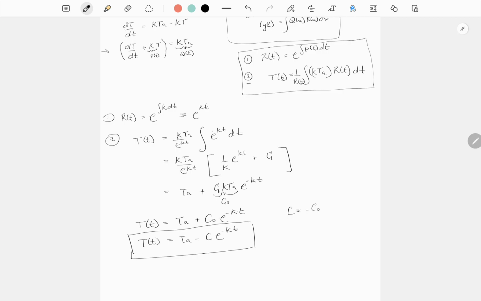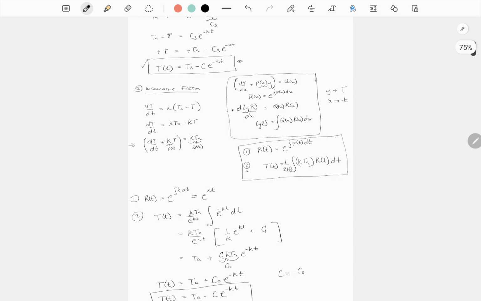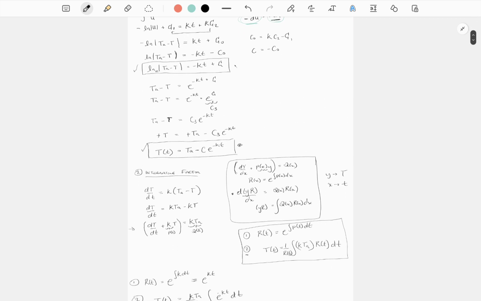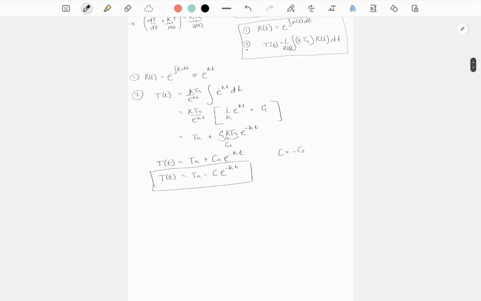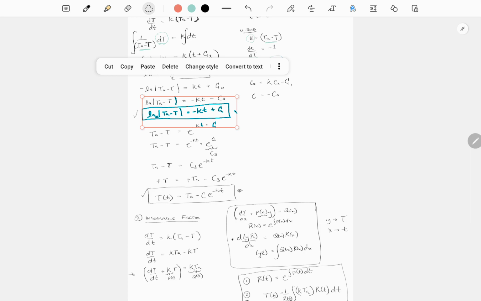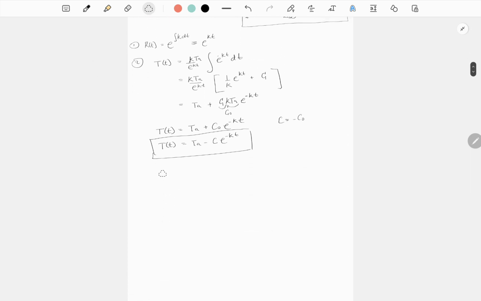So at the end of the day, regardless of the approach that you take, whether you use the integrating factor or separation of variables, you're going to get the same solution. Basically, I'm going to take a copy of this form right here, bring it down here, and let me just paste it here, to show that it's the same thing as we have there.